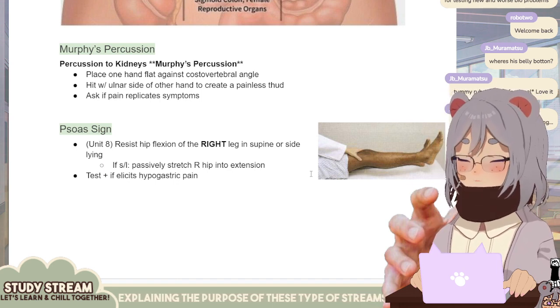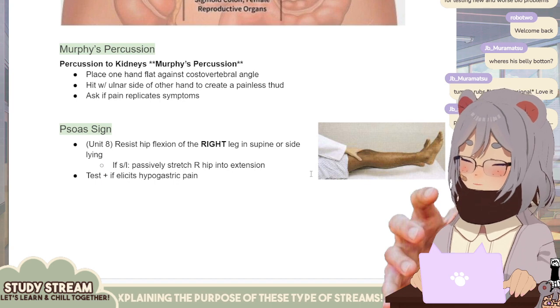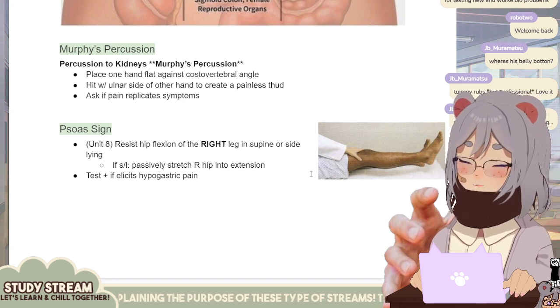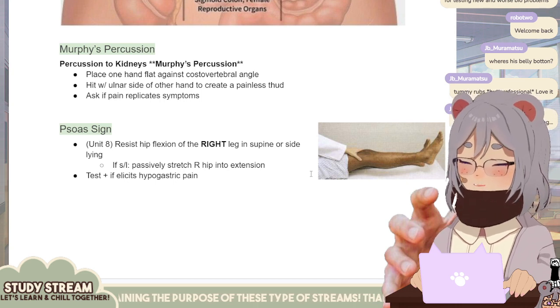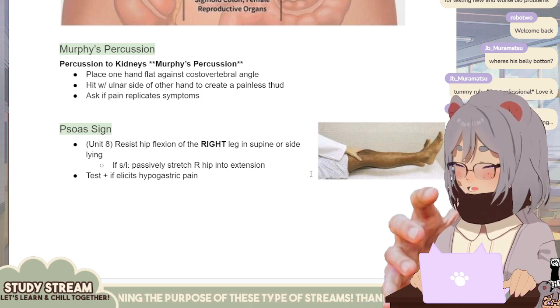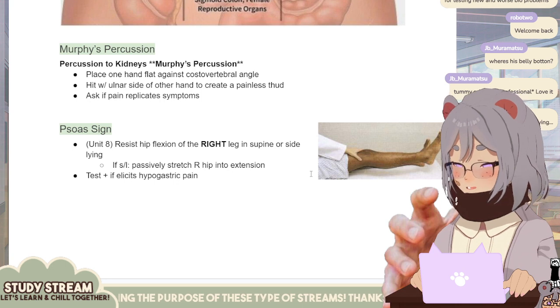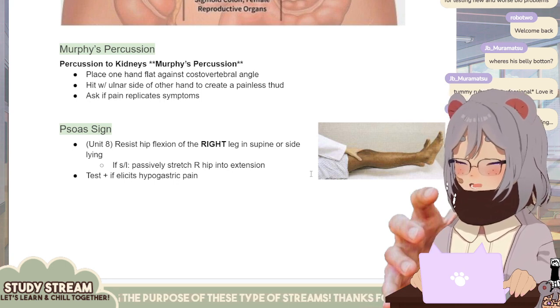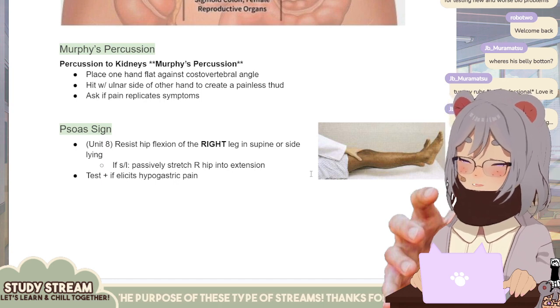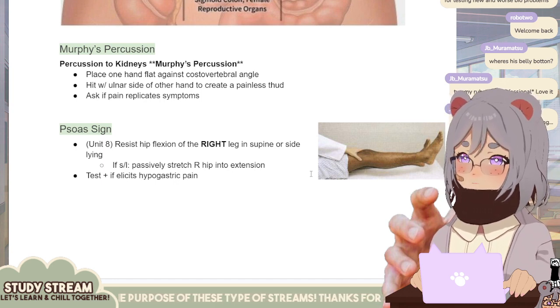Psoas sign is very interesting. So the psoas is a muscle we have on our hips that helps with hip flexion. We have both a major and a minor, and it sometimes combines with the iliacus, which is a muscle on your hip bone, to become the iliopsoas. They both do hip flexion.